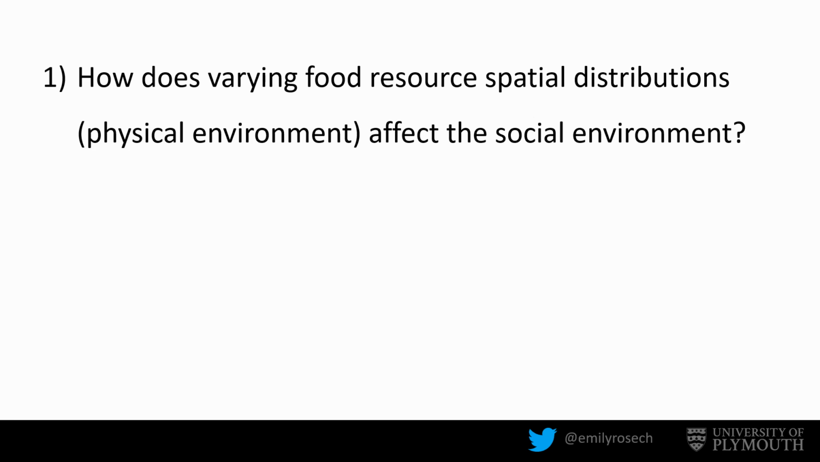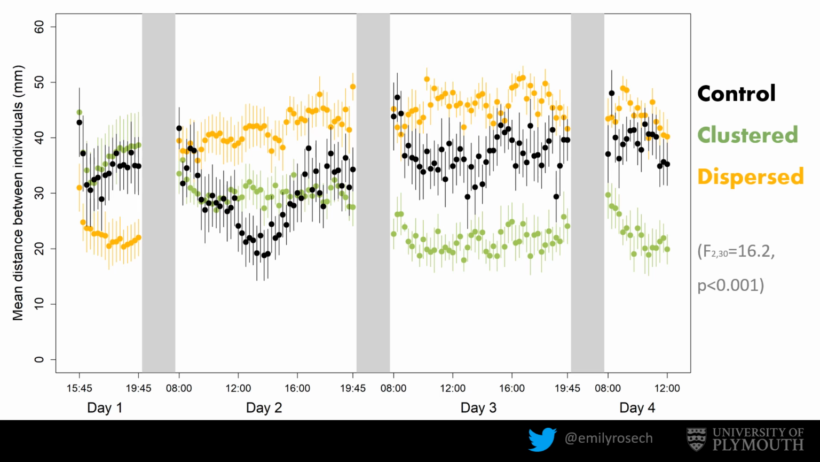So what did we find? How does varying the spatial distribution of food resources impact the social environment? In this graph, the top line in yellow is individuals from the dispersed treatment, black is control, and then the lower green line is those exposed to clustered food resources.